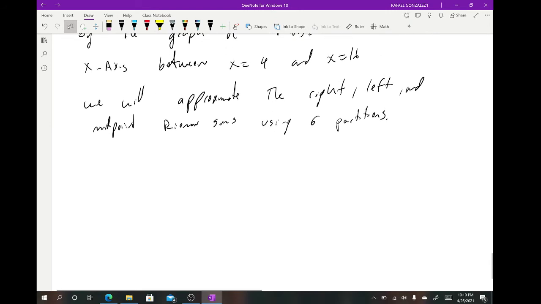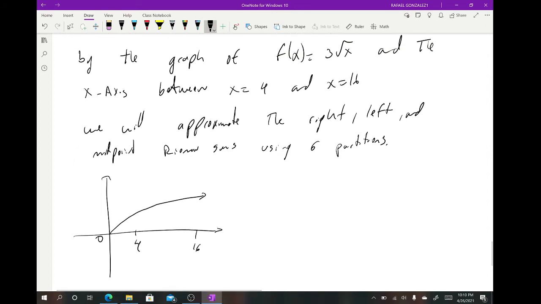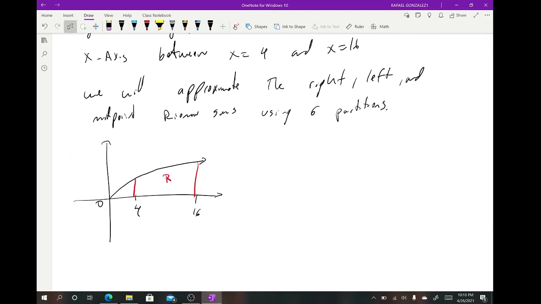So the area that we're interested in looking into is 3 times square root of x for this partition. So the square root of x function looks like this. The 3 just extends it. And we're looking between x equals 4 and x equals 16. So the area that we're looking to partition is this region R. That's what the region is. And because we're using 6 partitions, we are using 1, 2, 3, 4.